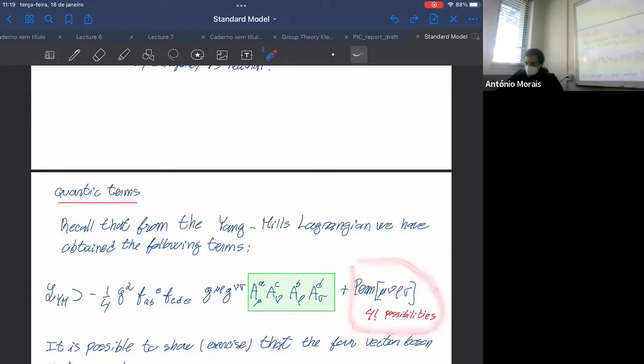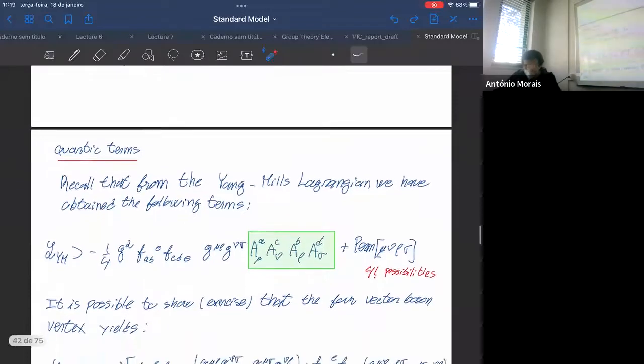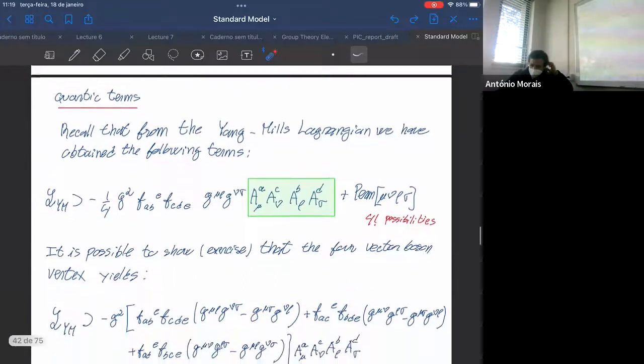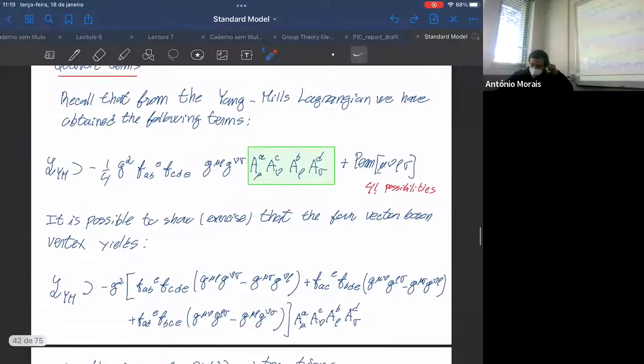So then you have these 4 factorial possibilities of permutations among the Lorentz indices. So 1 is already here, and then you have the remaining ones coming from here. And as I said, this is an exercise. It's possible to show that the 4 vector boson vertex yields this thing here. At the level of the generic Yang-Mills theory, this is the Yang-Mills Lagrangian for the 4 vector boson vertex.